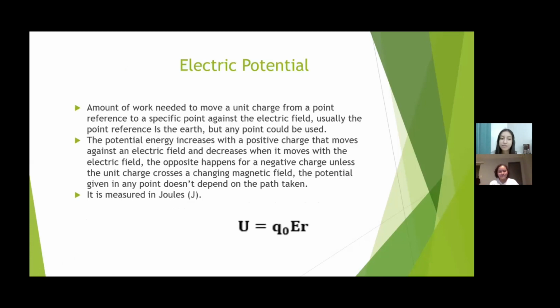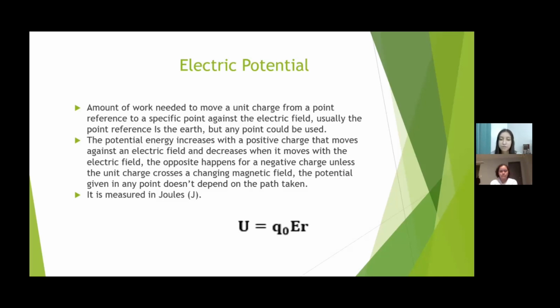Now let's continue with electric potential. Electric potential is the amount of work that we need to move a unit charge from a reference point to a specific point against the electric field. Usually this reference point is the Earth, but we can use any other one. And potential energy is measured in joules.